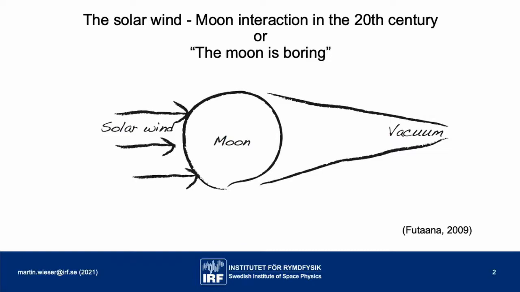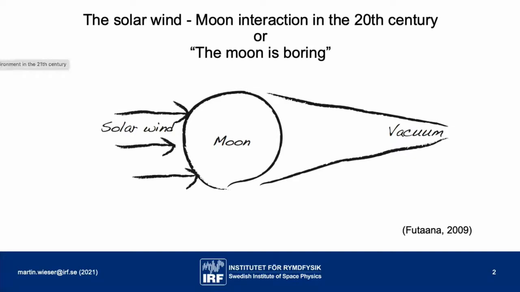This image here illustrates the view of the solar wind interaction with the moon that was prevalent in the 20th century. The moon was considered a perfect absorber of solar wind, and downstream of the moon a vacuum wake could form. This was sort of the origin of this statement: well, the moon is boring, there is not really much going on.